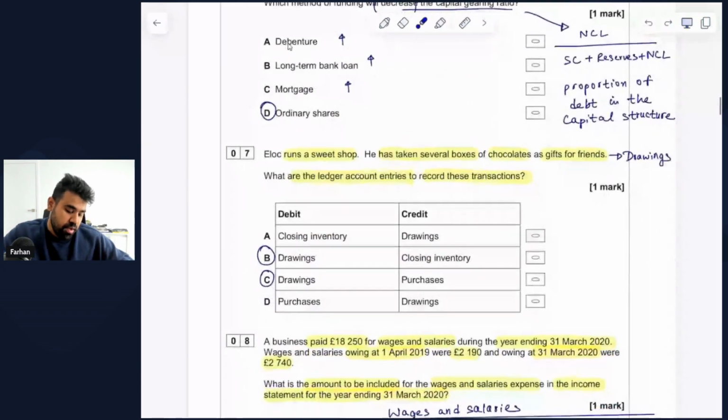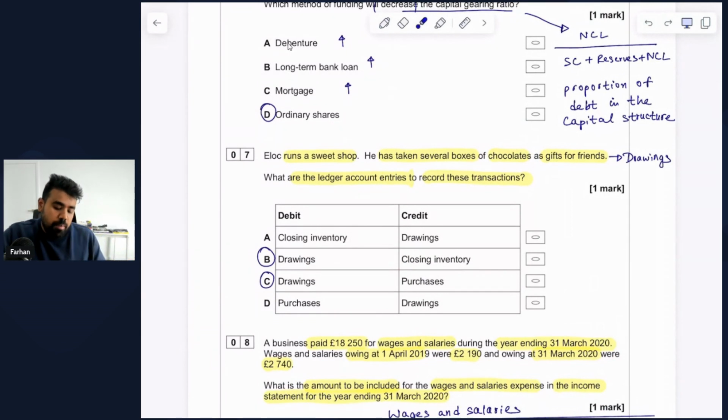Question number 7, Ilok runs a sweet shop. He has taken several boxes of chocolates as gifts for friends. So this is referred to as inventory withdrawn from the business for private use, and that is what we refer to as drawings. The question is asking, what are the ledger account entries to record these transactions?